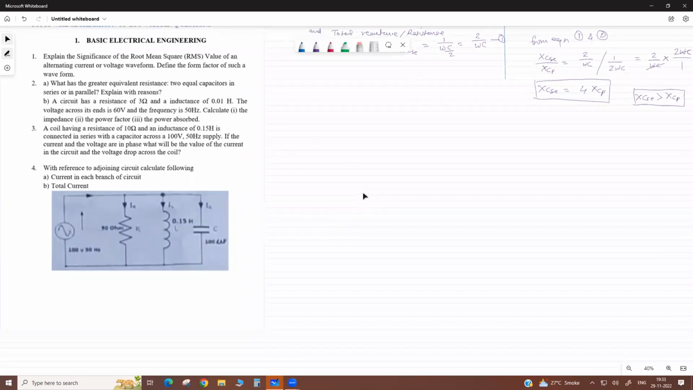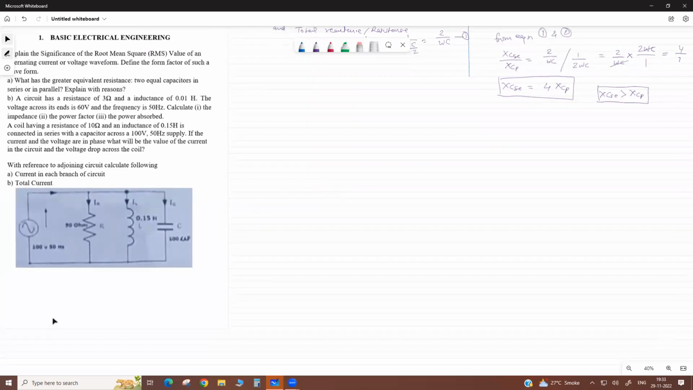Okay, dear. Next is the second question, part B. A circuit has a resistance and an inductance. The voltage applied across its ends is 60 volt, 50 hertz.